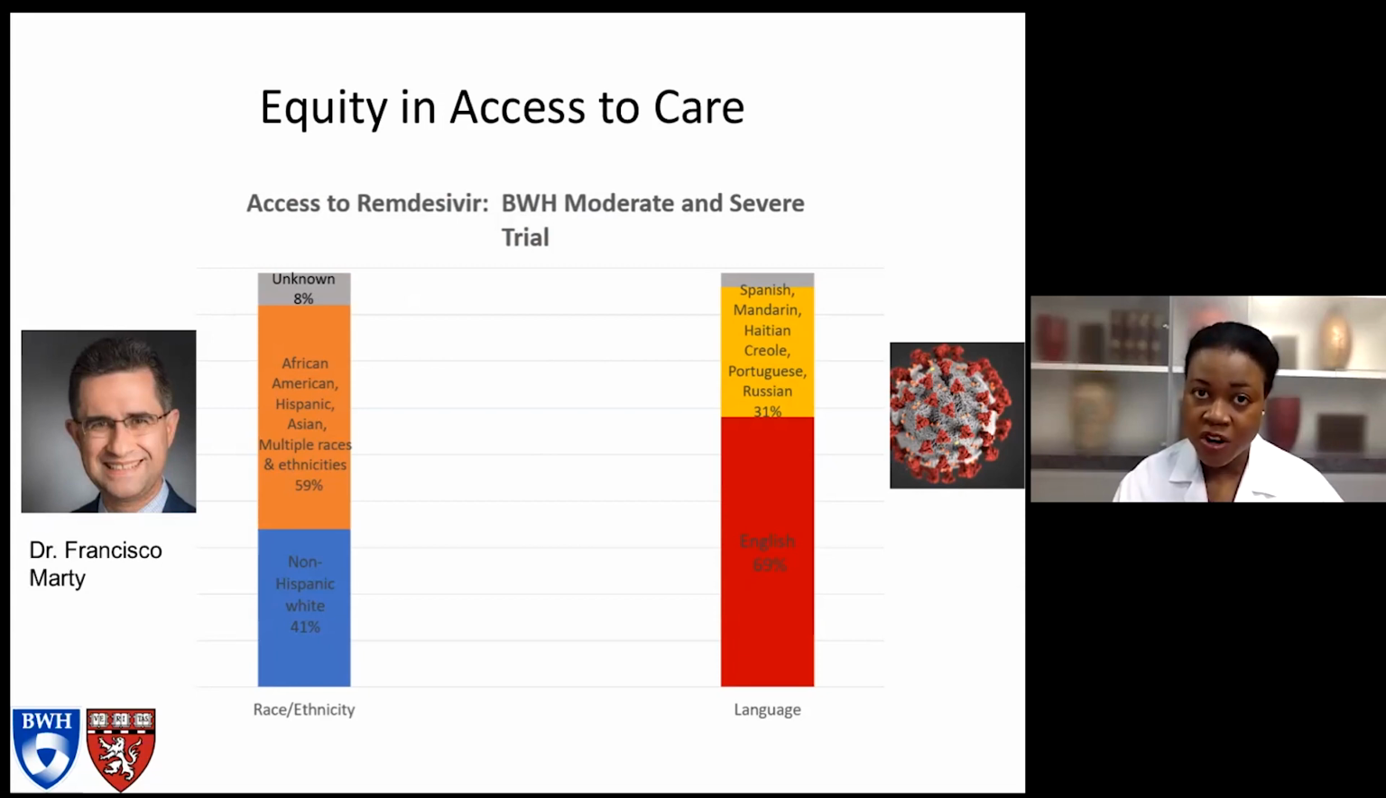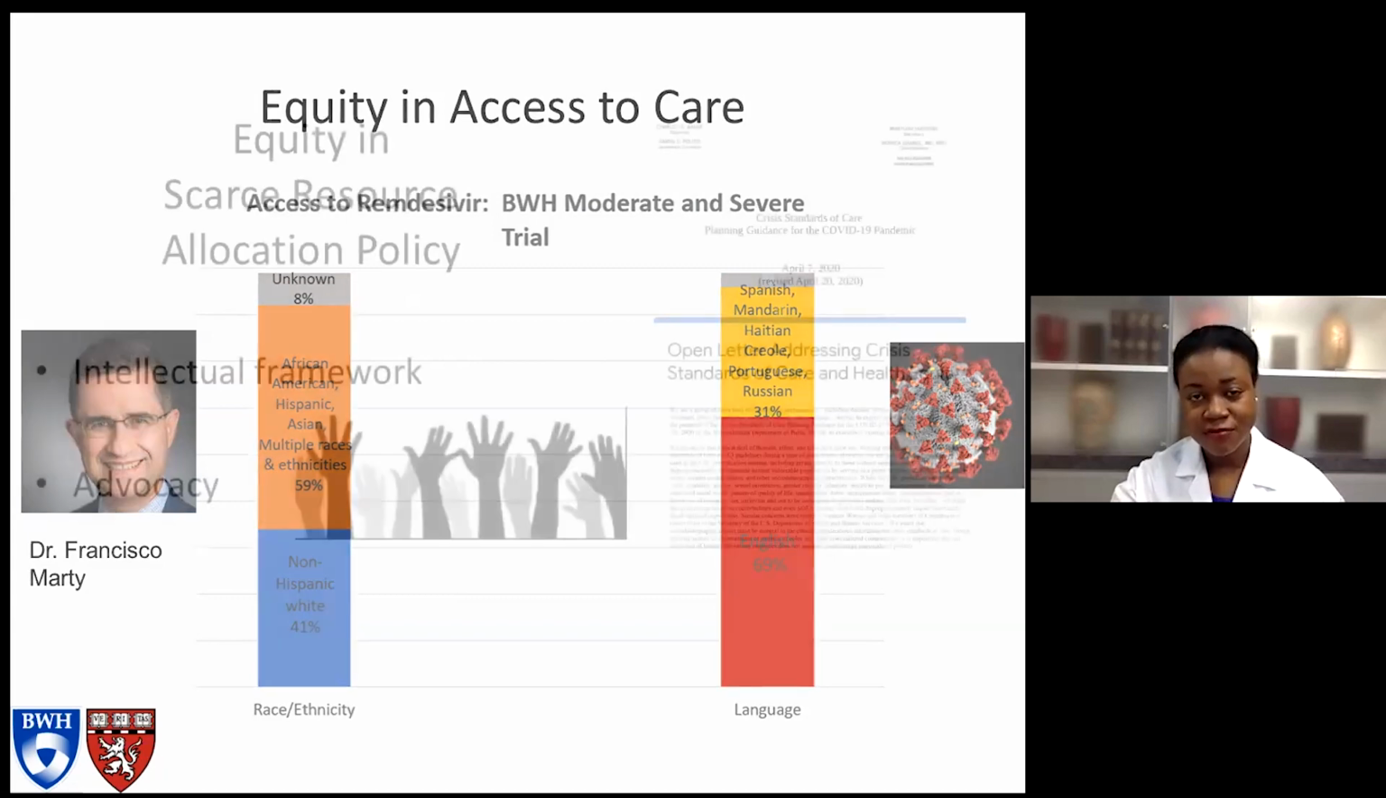Dr. Francisco Marti, who you see on our screen, provided care to make sure that the populations who had access to the trial in our hospital represented a diverse population, including those who were not English speaking and those from diverse racial and ethnic backgrounds.